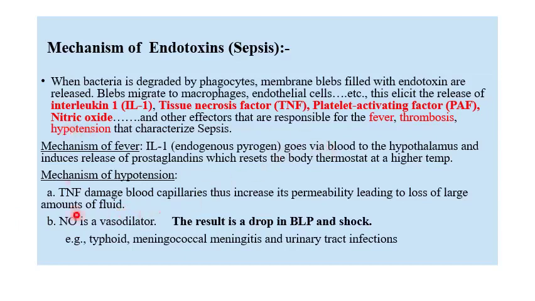Nitric oxide is secreted by the macrophages to kill the microorganisms. But if there is excess production of this nitric oxide, its effect as a vasodilator will be very strong and it will also cause a drop in blood pressure. So finally, as a result of the hypotension, there will be a drop in blood pressure and shock.